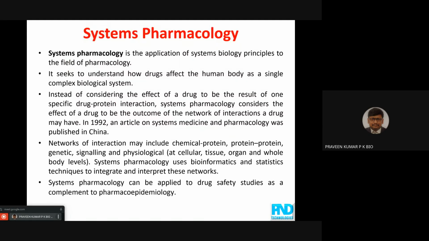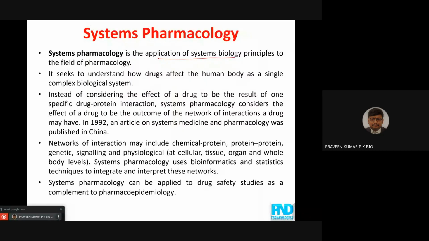System pharmacology. Till now we discussed network pharmacology and network medicine. Now we are discussing system pharmacology. System pharmacology is the application of system biology, just like network biology is the application of network medicine. And what is pharmacology actually? Pharmacology covers the mechanism of action, adverse reactions, side effects; all these things come under pharmacology.